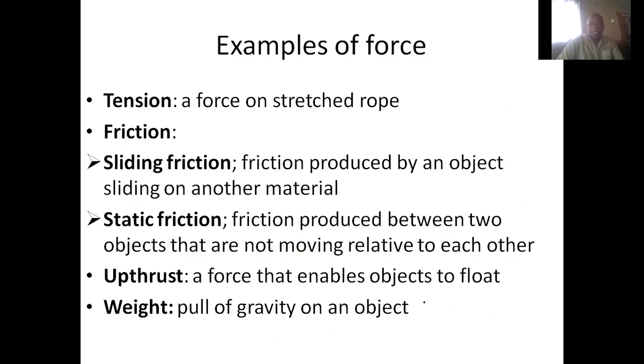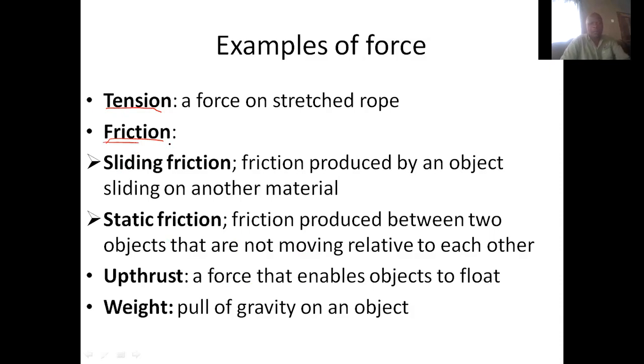And so, examples of force: we can represent force in a tension. That is a force that is produced by a stretched rope. If you are pulling something using a rope, in that rope there is force, and that force is known as tension. Another type of force is one which normally opposes motion, which is known as friction.